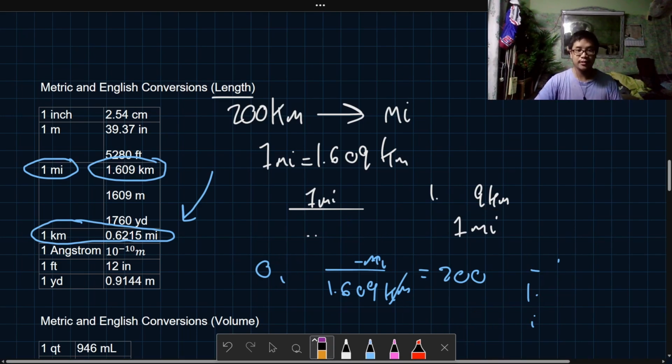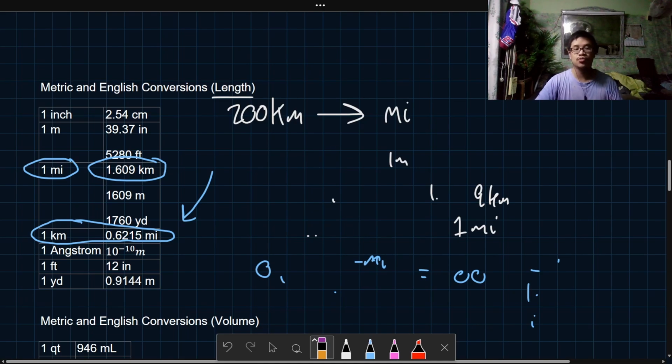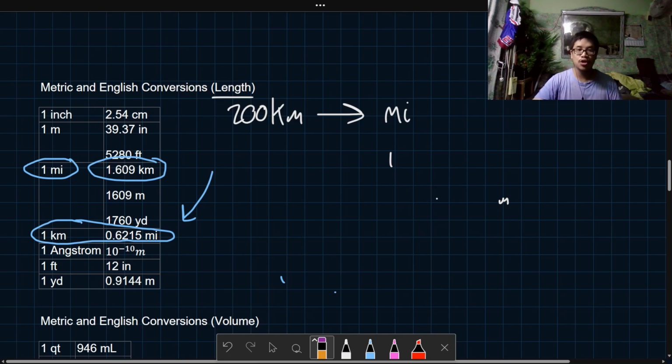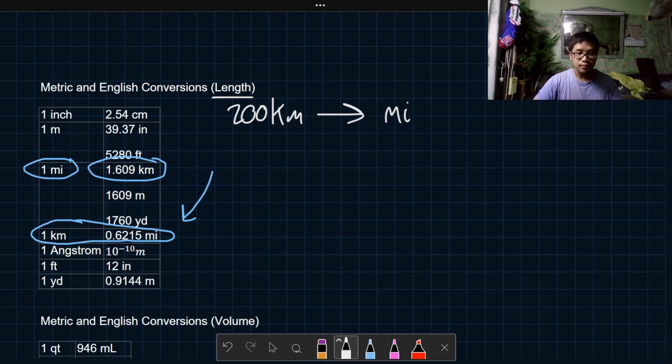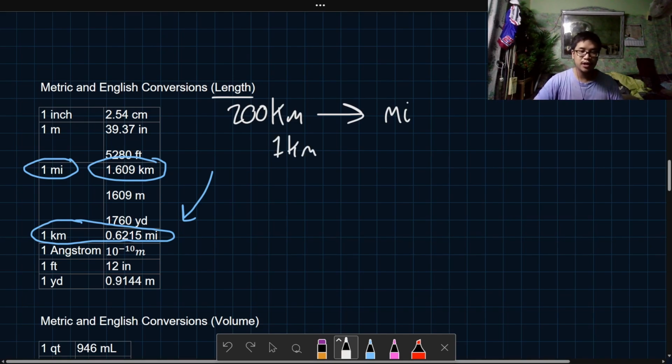So let's try that. Instead of 1 mile is equal to 1.609 kilometers, we prefer 1 kilometer is equal to 0.6215 miles. So 1 kilometer is equivalent to 0.6215 miles. By application of dimensional analysis, you need to multiply the fraction to 200 kilometers.